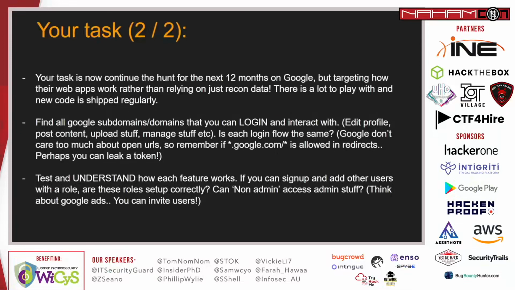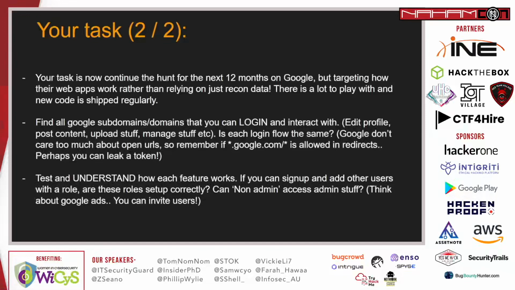How does each thing work? Do they all work the same? And another common thing is Google don't really care, because it's actually in their policy. They don't care about open redirects, right? So with that in mind, you're going to probably find a lot of them out there. So what can they be used for? Leaking tokens, server-side request forgery, and things like that. But not only that, test and understand how each feature works.